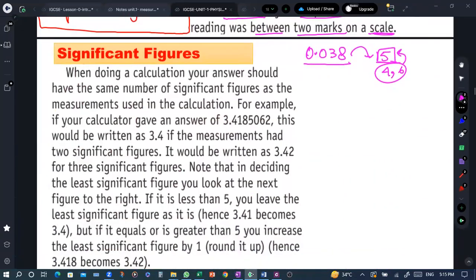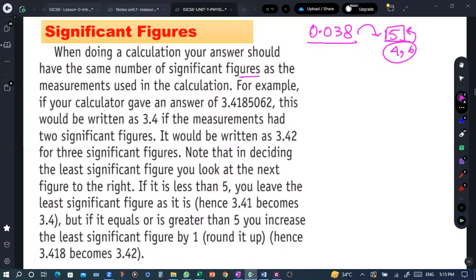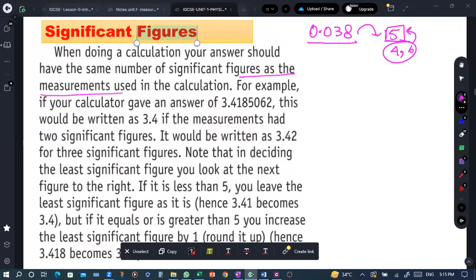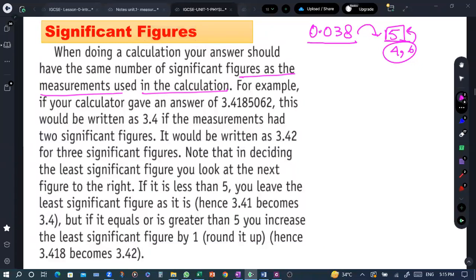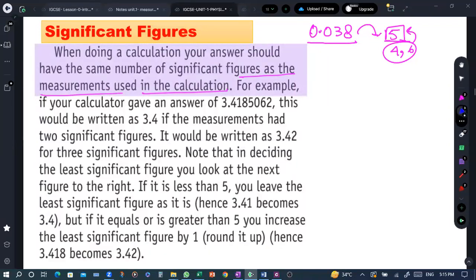Okay, great. Then I have significant figures. When doing calculations, the answers should have the same number of significant figures as the measurements used in the calculation. This is a very important thing. I will make it as clear as possible for you. This statement is about what the count of significant figures would be in your answer. As I told you, the number of significant figures must not be greater than 3. I mean, it is said that they should be between 2 and 3.